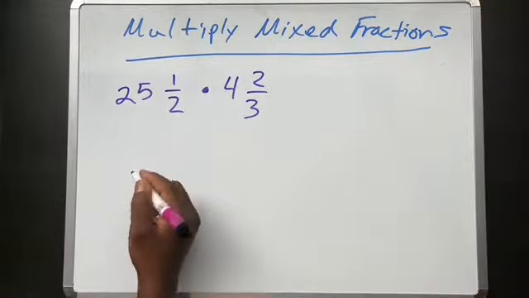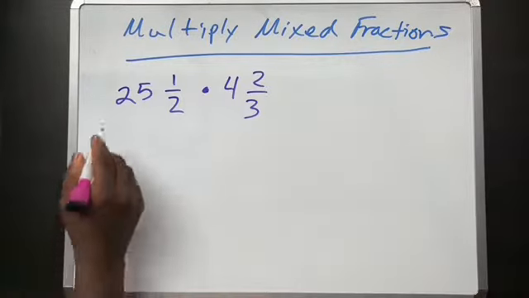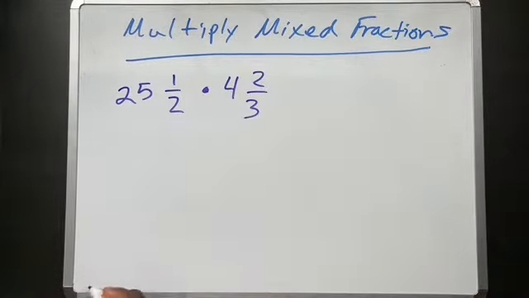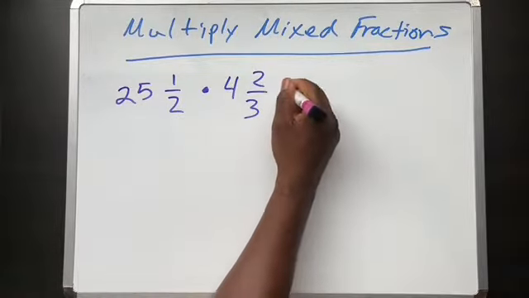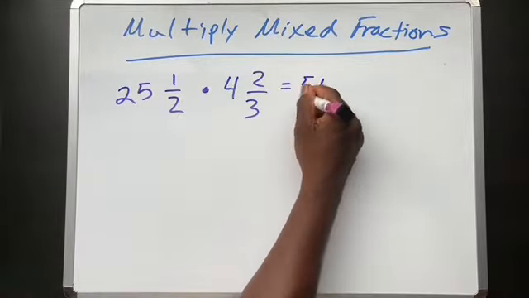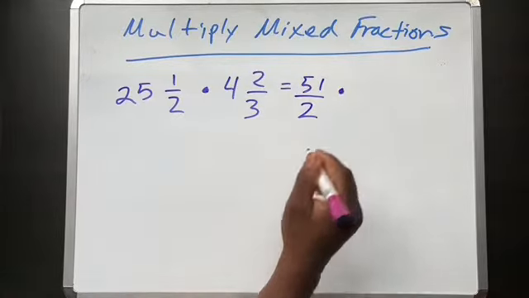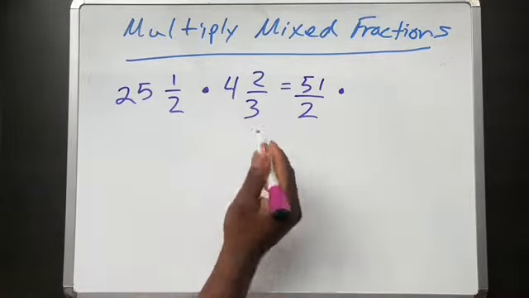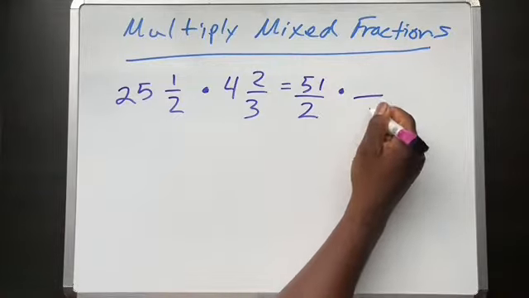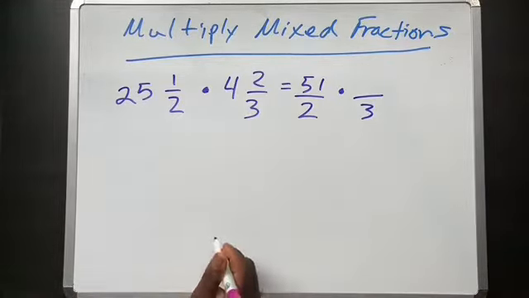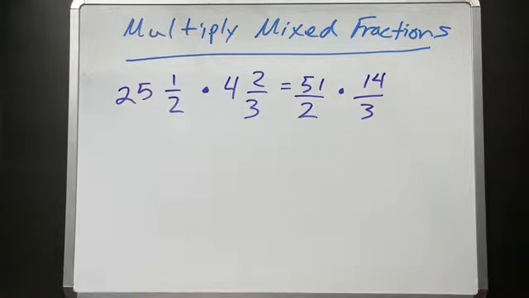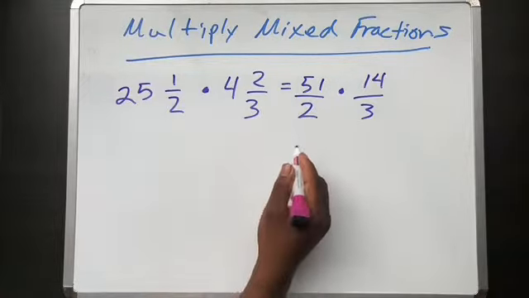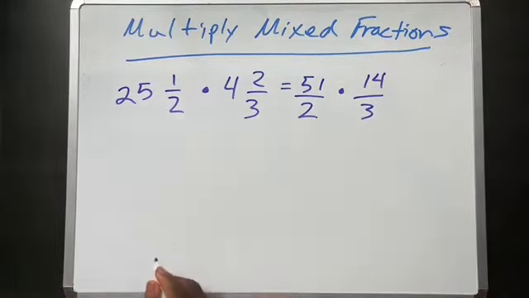So let's see what we got here. The first thing we want to do is change this mixed number to an improper fraction. So 25 times 2 is 50. 50 plus 1 is 51. So that means we end up with 51 over 2 times, here we have 4 times 3. 4 times 3 is 12. 12 plus 2 is 14. So we have 51 over 2 times 14 over 3.